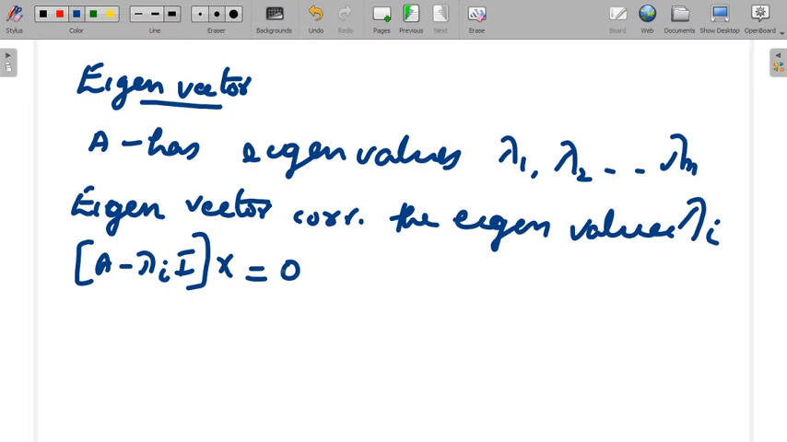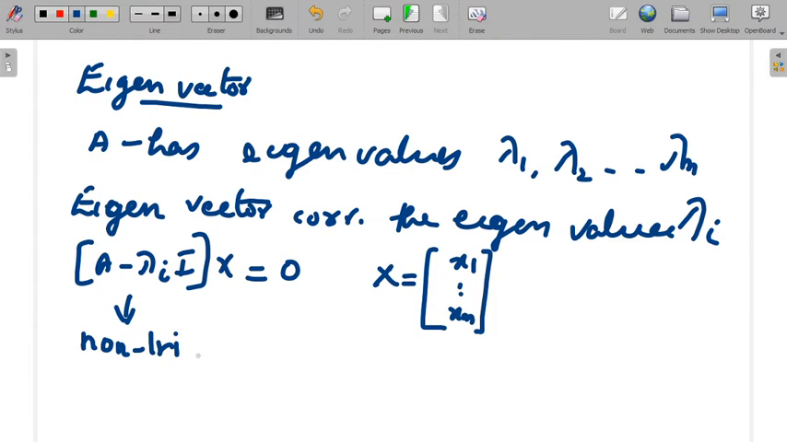So if A is n by n, x is a column containing n variables, x1, x2, etc., xn. And the non-trivial solution of this system is called the eigenvector. So obviously x is equal to 0 is a solution, but we don't take it as an eigenvector. The non-trivial solution of this system is called the eigenvector corresponding to the eigenvalue lambda i.